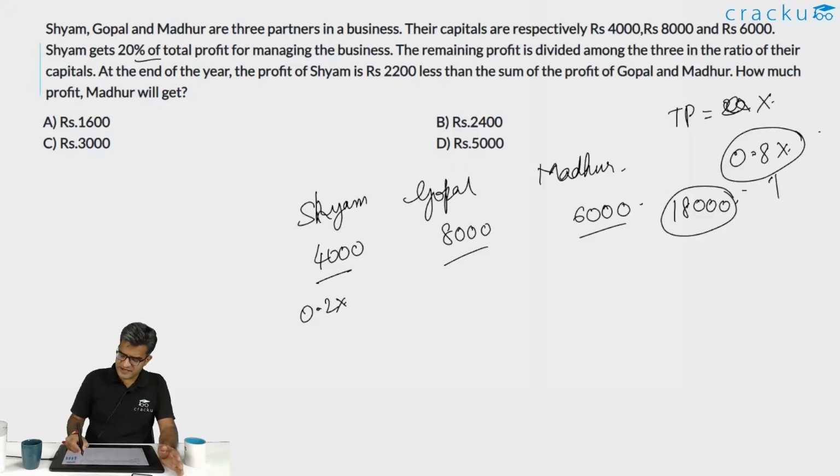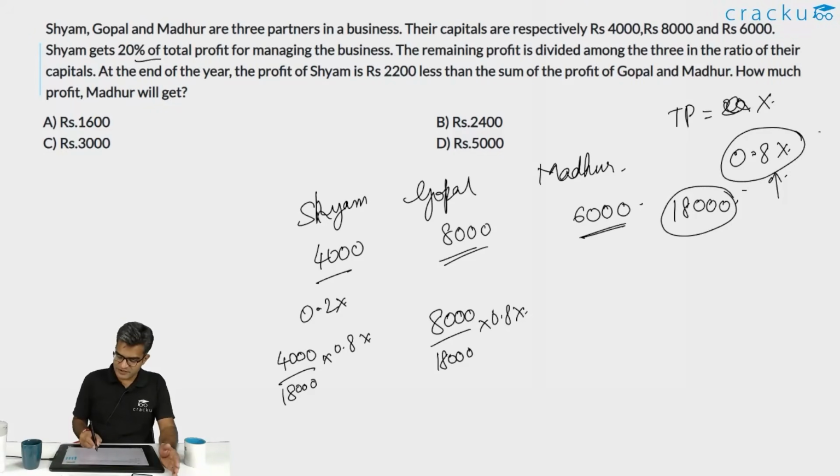So amongst the remaining profit of 0.8x, how much does Shyam get? He is going to get 4,000 divided by 18,000 into 0.8x. How much does Gopal get? He is going to get 8,000 divided by 18,000 into 0.8x. How much does Mathur get? Mathur is going to get 6,000 divided by 18,000 into 0.8x.